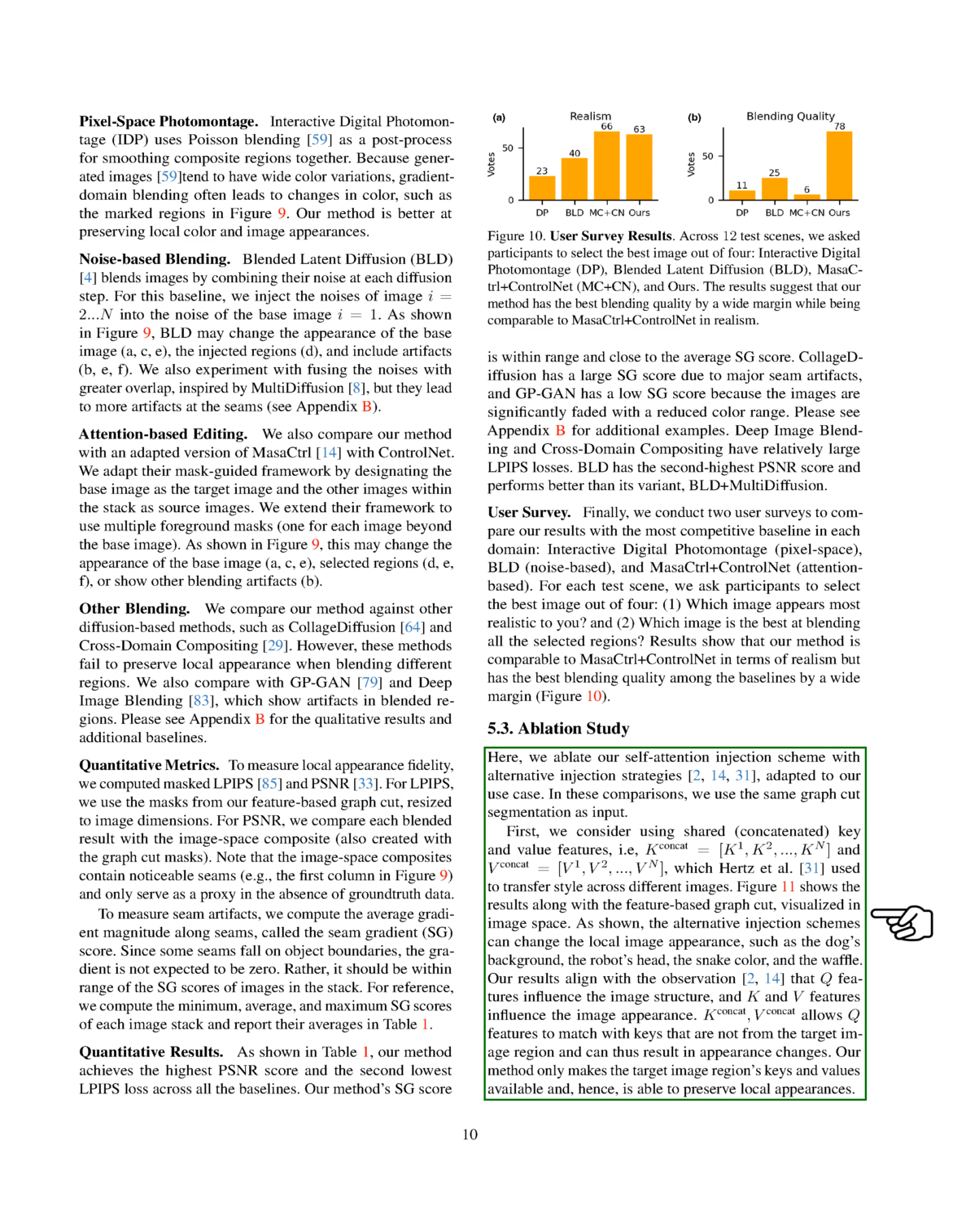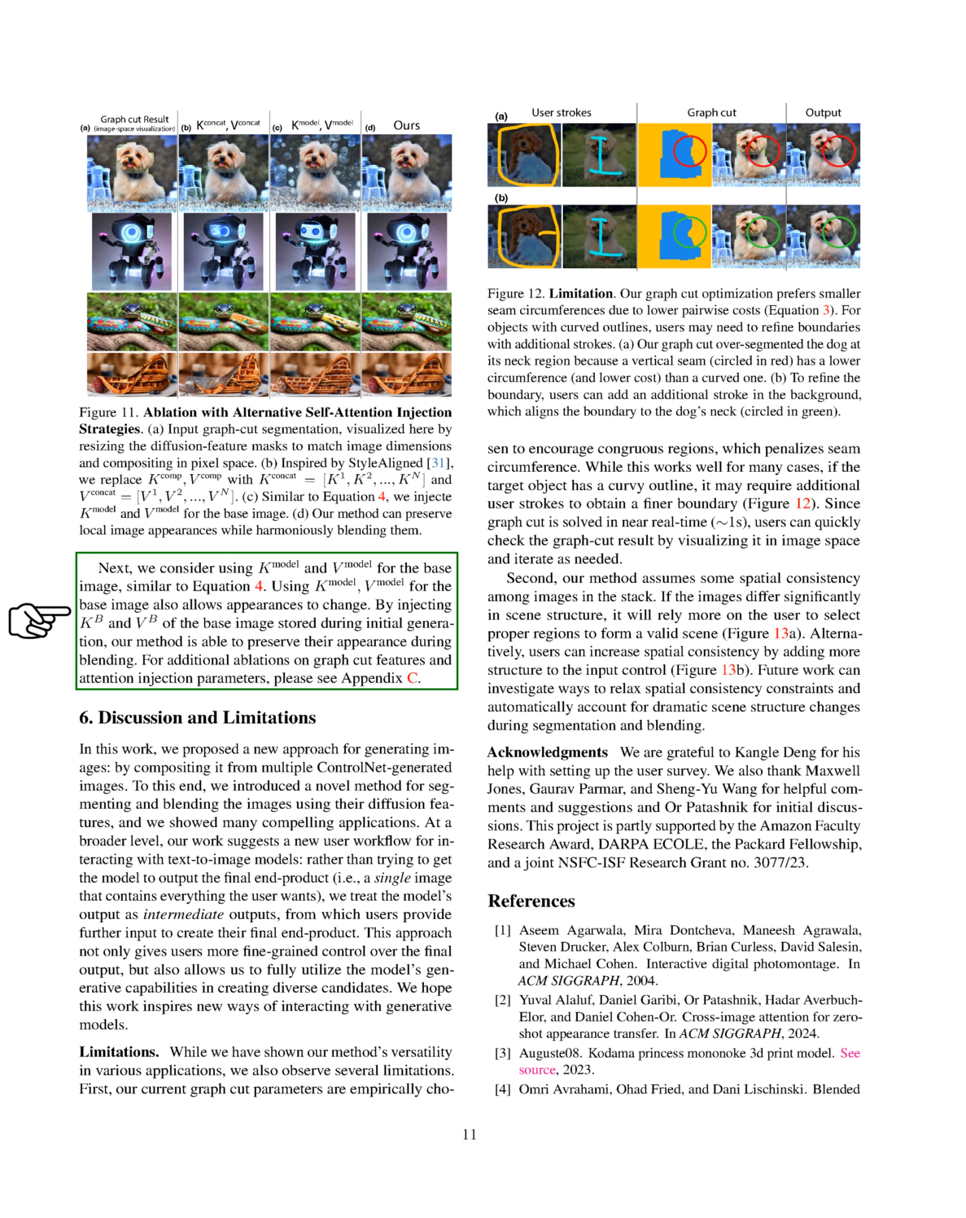In contrast, our method restricts access to keys and values from only the target image region, helping to maintain local appearances. Next, we examine the use of model-specific key and value features for the base image, which also allows for changes in appearance. By incorporating the base image's stored key and value features during the initial generation, we can preserve its appearance during blending. For further details on graph cut features and attention injection parameters, we refer to the appendix.